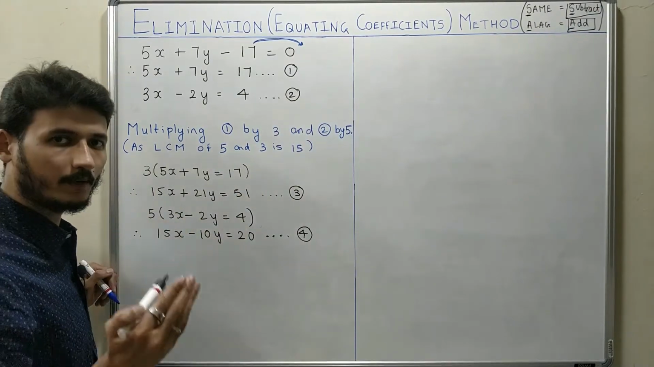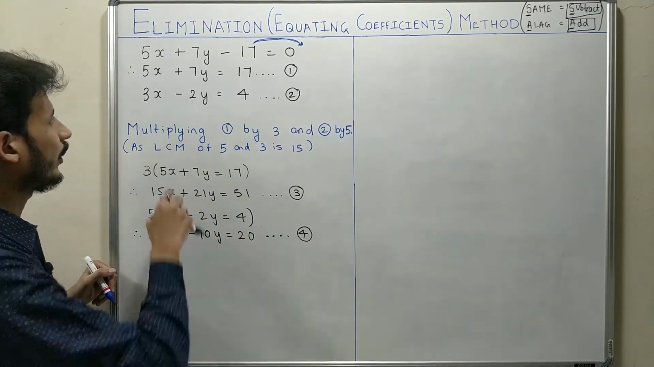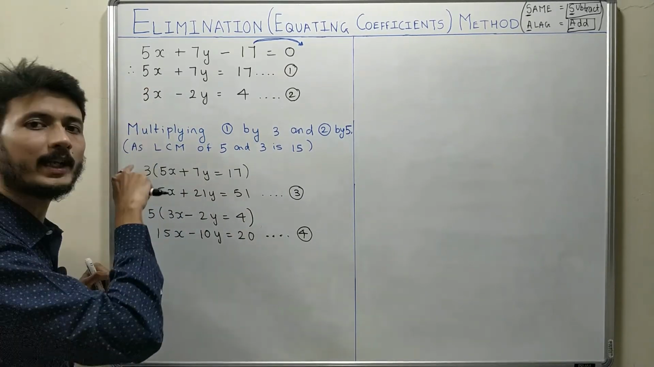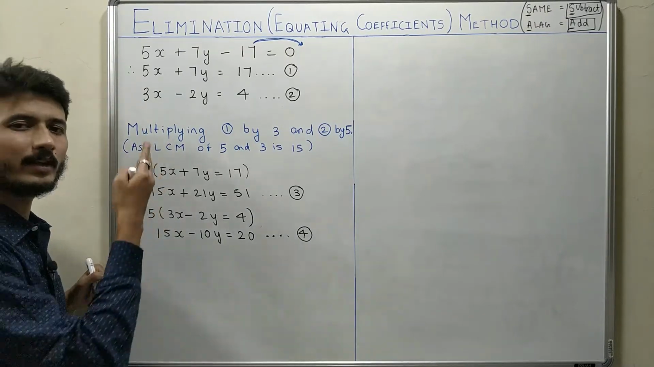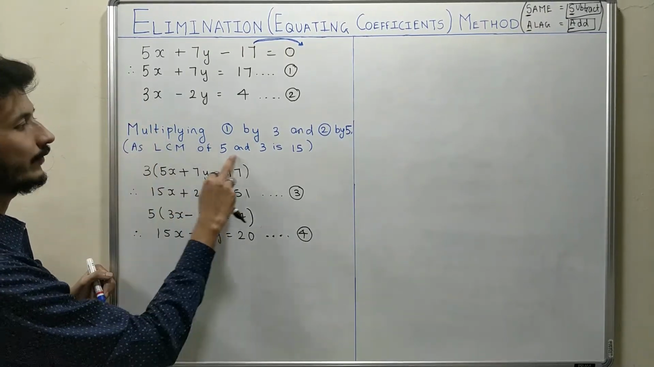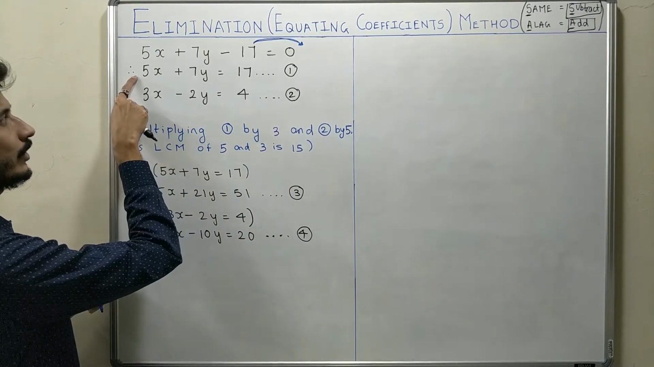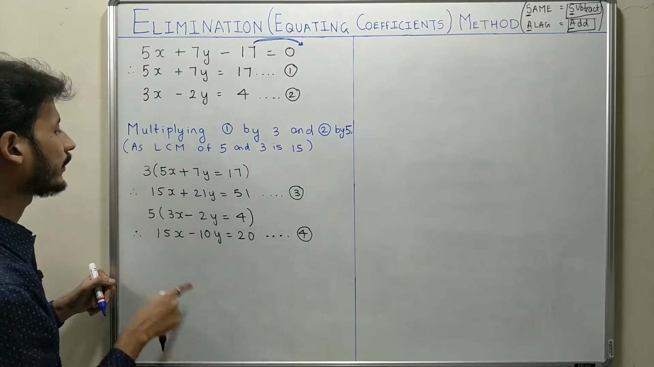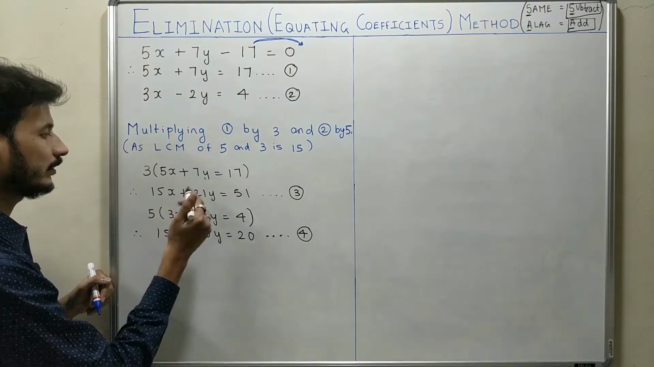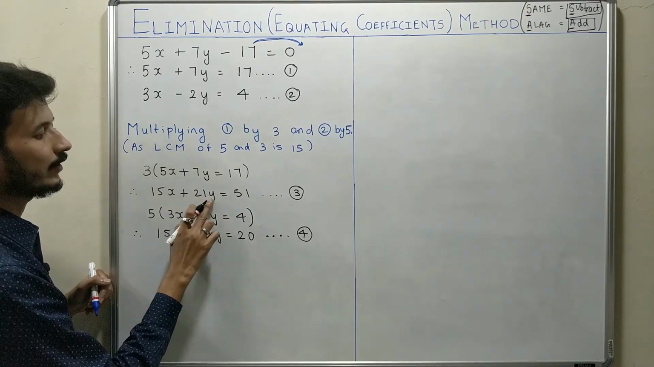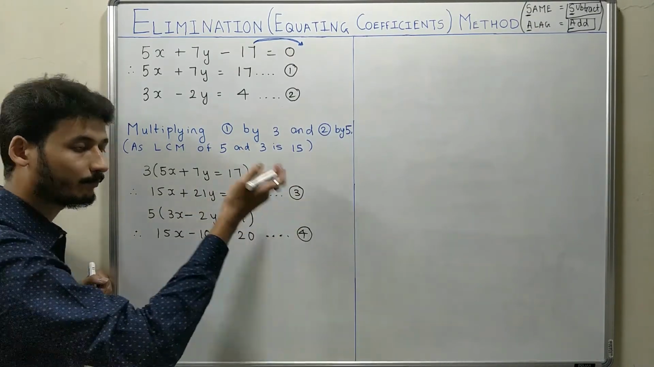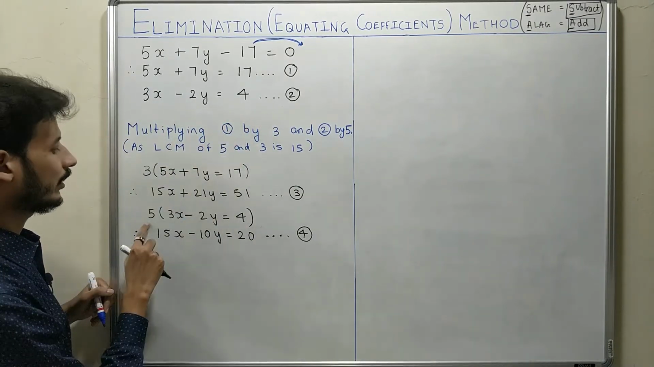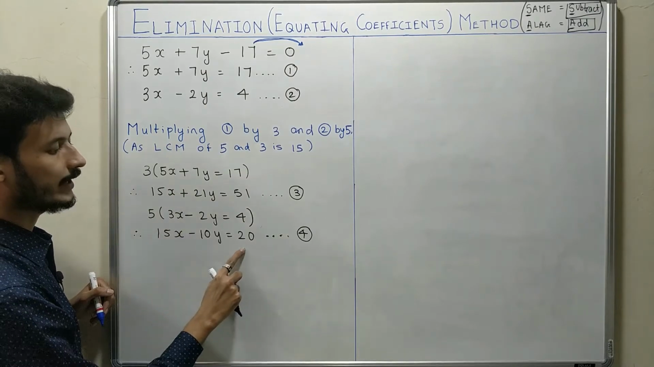Now here we need to equate the coefficients in step number 2. So here we have equated the coefficient of x. So 5 and 3, we have already discussed this question. The LCM of 5 and 3 is 15. So we multiplied equation number 1 by 3 and equation number 2 by 5. So 5 3s are 15, 3 5s are 15. When you multiply the entire equation by 3, we get 15x plus 21y is equal to 51. We marked it as equation number 3, the third equation. And if you multiply the entire second equation by 5, we get 15x minus 10y is equal to 20.